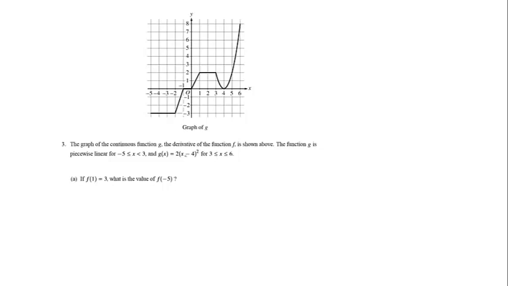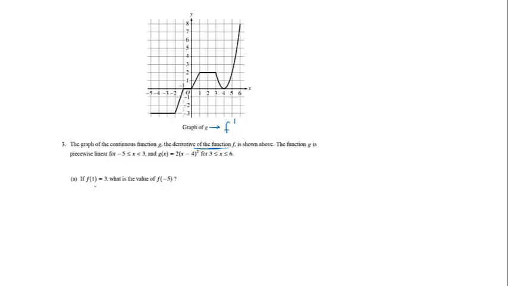All right, so the biggest thing before I even start this problem that I'm going to look at, says that it's the graph of g, but it's also the graph of the derivative function f. So this is also f prime. So just keep that in mind as we're going through and being asked problems about it.